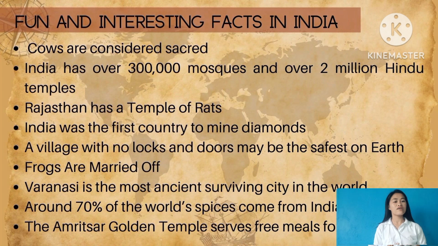Next is frogs being married off. Why do they marry those frogs? Because they believe that dependence on a good monsoon has given rise to numerous rituals to please the rain gods and bring abundant showers. One of these popular rituals is a frog wedding, in which two frogs are married in much the same way as a Hindu wedding. It's very crazy, but it's true, and that is their tradition in India.